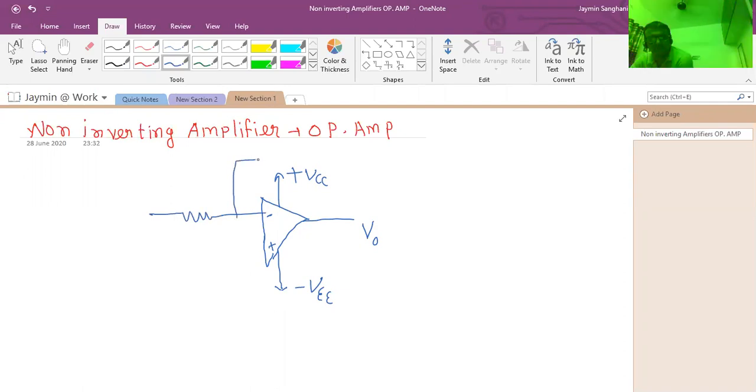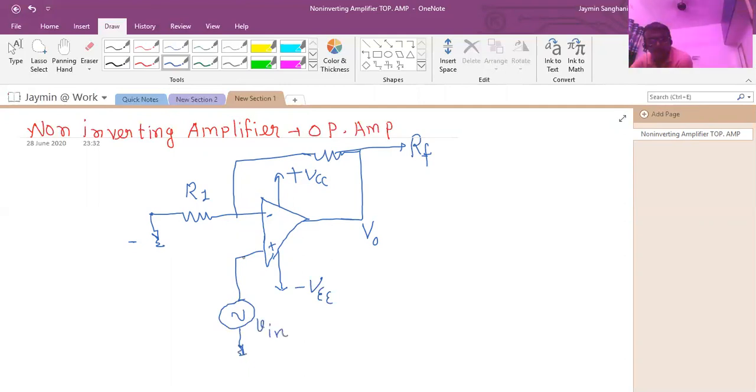So here we can consider the circuit diagram of non-inverting amplifier with feedback resistor RF, input resistance R1, and inverting terminal that can be connected with ground. AC input V in is applied as the input.